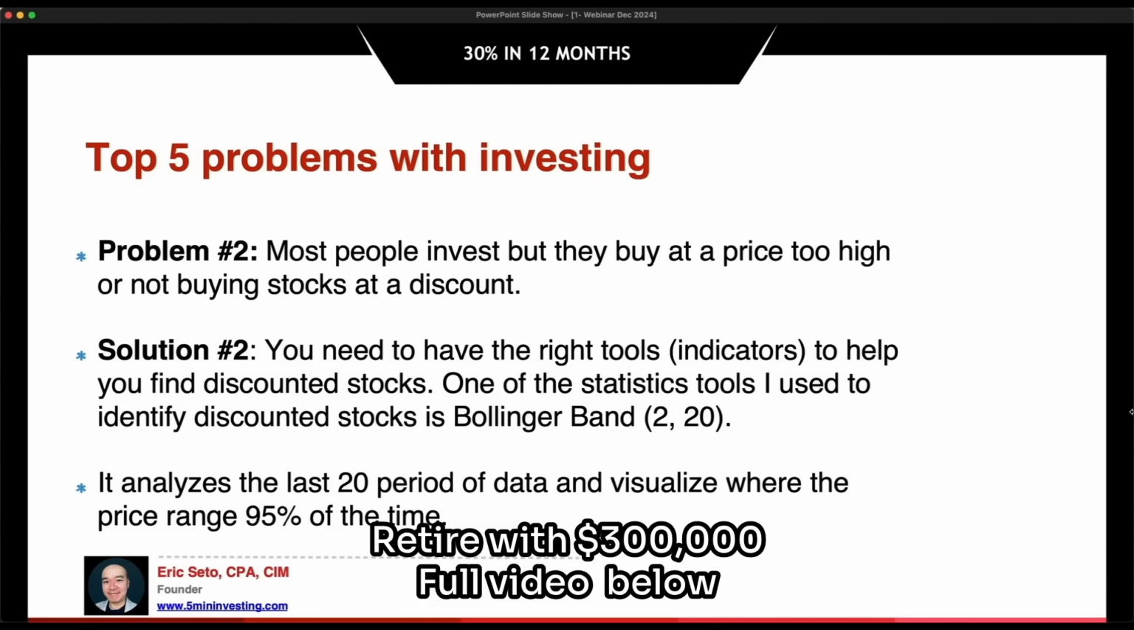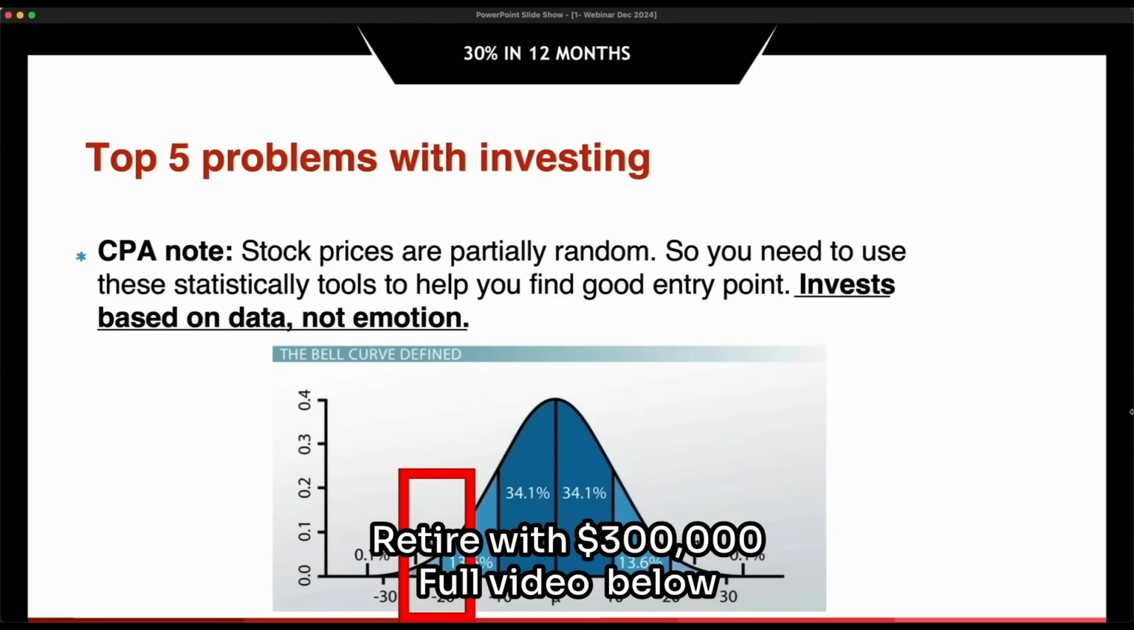So basically, it looks at the last 20 periods of data, and it helps you visualize where the price ranges 95% of the time. So to teach you this tool, I need to bring you back to high school math, where you first saw the bell curve. Basically, it's the distribution of data points. And when we are investing, we want to focus on data. We want to make logical decisions, not emotional.